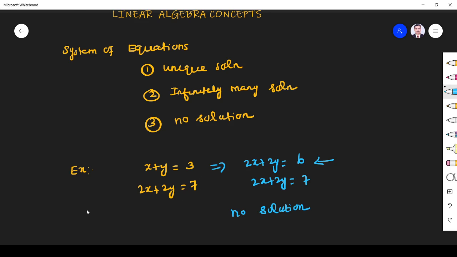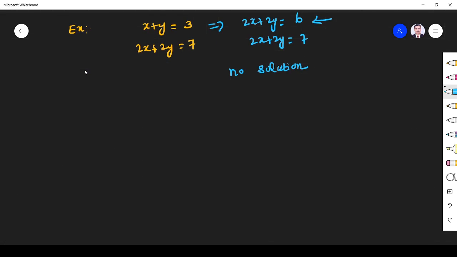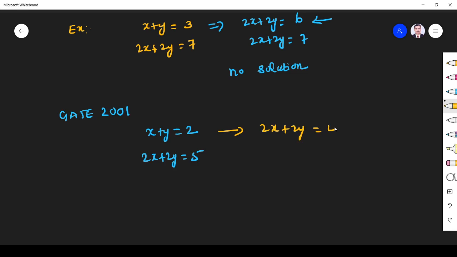Let us take one more example. This question was asked in GATE 2001. x plus y is equal to 2, 2x plus 2y is equal to 5. They ask whether this has a unique solution, no solution, or infinite solutions. Easily we can say, if I multiply equation 1 by 2, 2x plus 2y is equal to 4. So 2x plus 2y is equal to 4 means 2x plus 2y cannot be equal to 5. So surely this has no solution.